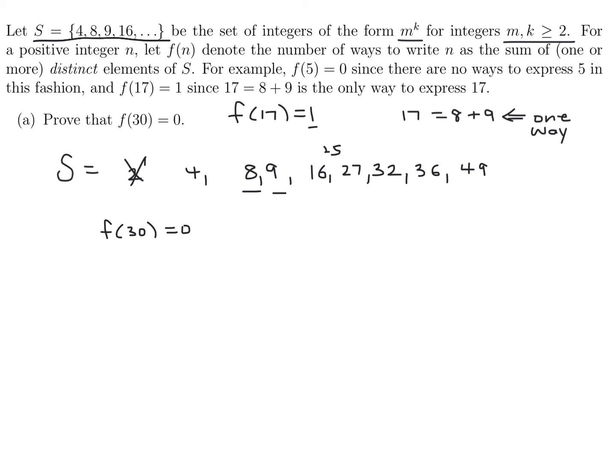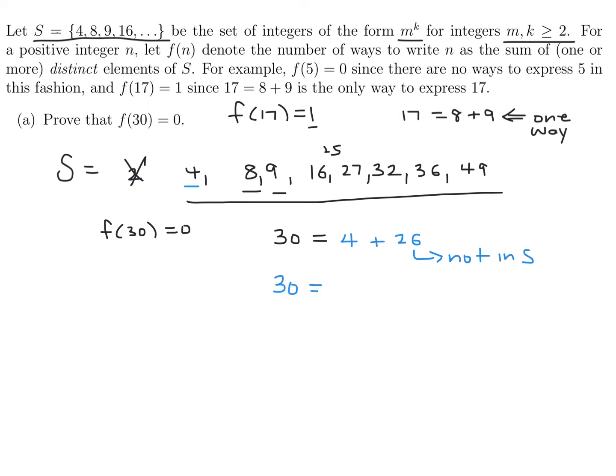Let's see. Let's try to write 30 as a sum of one or more distinct elements. First of all, 30 by itself is nowhere in this list, so we can't use 30. But how about if I took this 4 and tried to add something to it? Well, I would need to add 26, but 26 is not in S. Let's keep going. Let's say I try to use 8. Well, 8 would need 22, and 22 is also not in S. How about if I chose that 9? You would need a 21. 21 is also not in S.